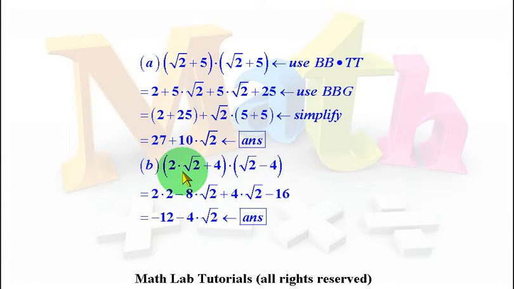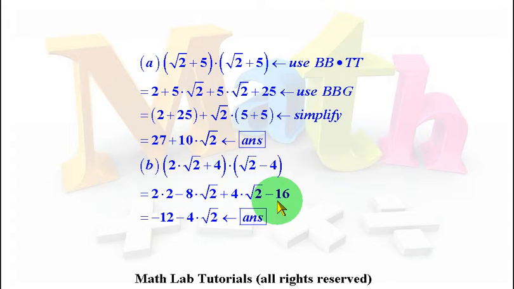Okay, let's do it again. We have one good guy, and then root 2 will give you 2. So we get 2 dot 2. Then we have 2 root 2 dot negative 4 will give you minus 8 root 2. And then we go on to the second bullet. We get 4 dot root 2 is just 4 root 2. And then 4 dot negative 4 will give you minus 16.